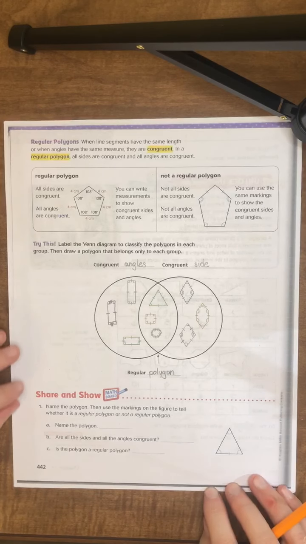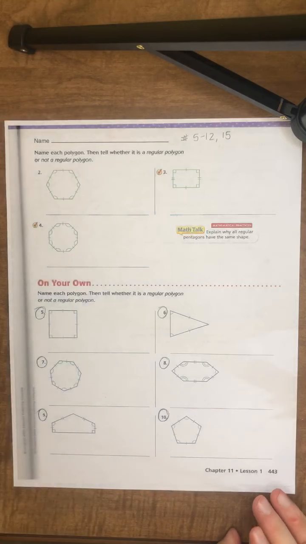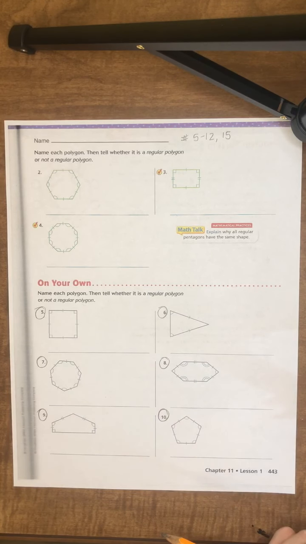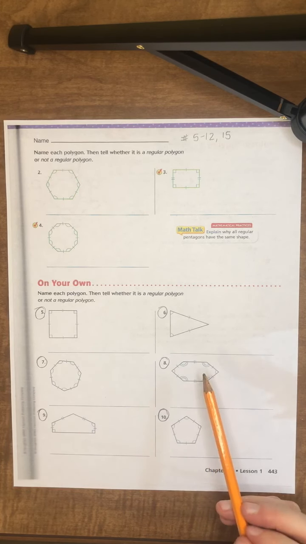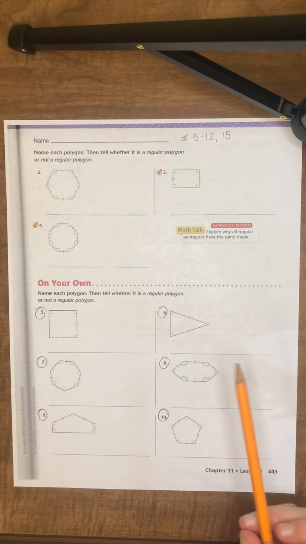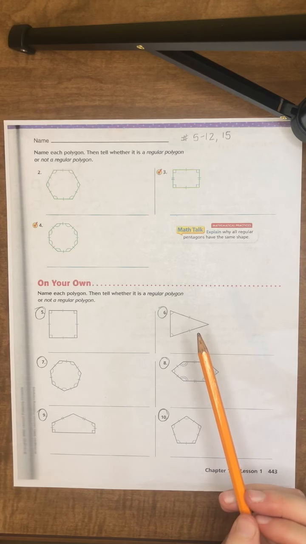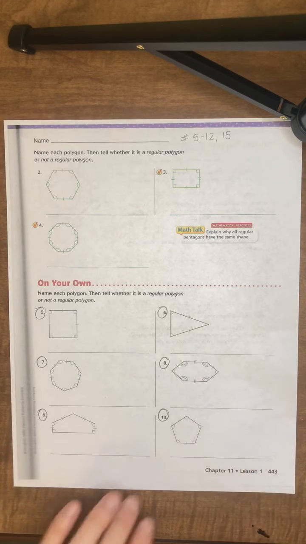Okay, so I'm going to have you do numbers 5 through 12 and then 15. So you're naming each polygon, supposedly using the first page that we worked on, so that would be 441. And then tell whether it is a regular polygon or not a regular polygon. Remember, in order to be a regular polygon, it has to have congruent sides and angles.